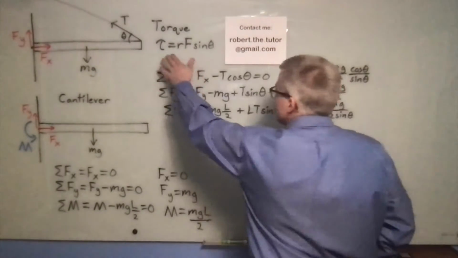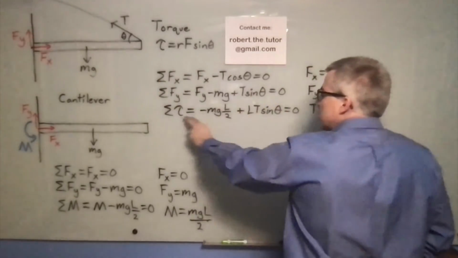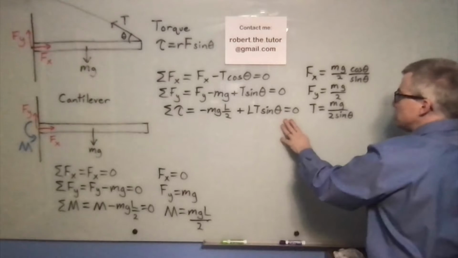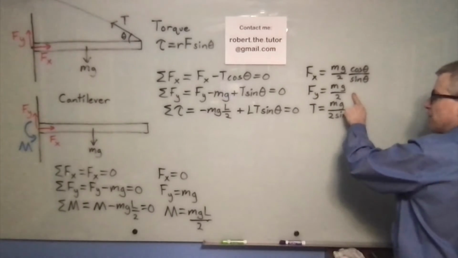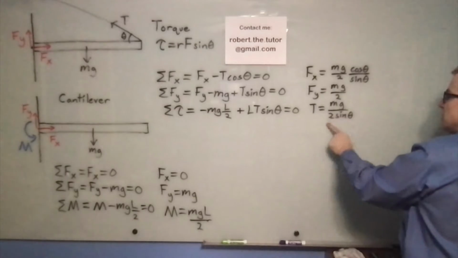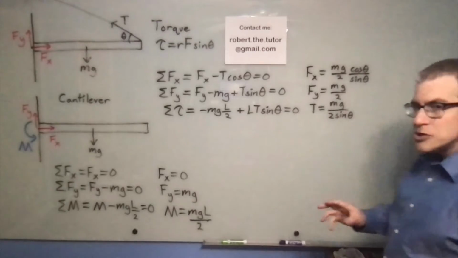So we can use torque as RF sine theta, sum of forces X, sum of forces Y, sum of torques, all of those equal 0. And we find out Fx is this, Fy is half the weight, and the tension is mg over 2 sine theta, so more than half the weight. Now let's remove the rope.